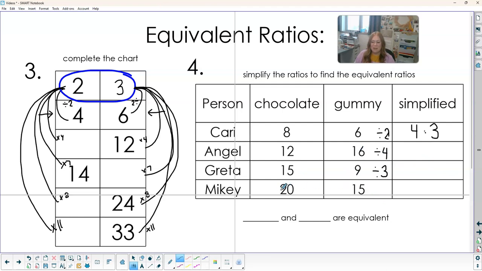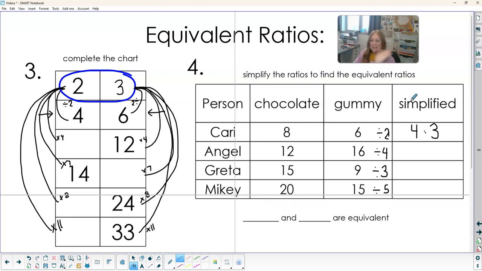Then we have our last one here. These are 5 apart. They end in 0 and 5. These are both divisible by 5. So 20 divided by 5, 15 divided by 5. And then either circle or write the two that are equivalent.